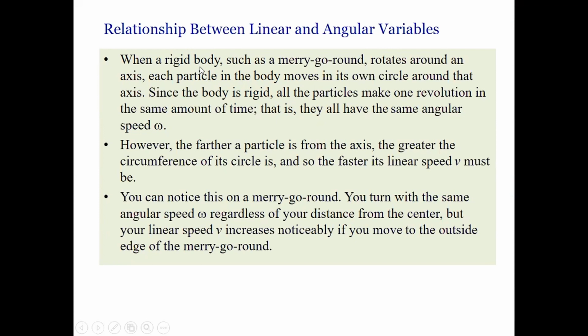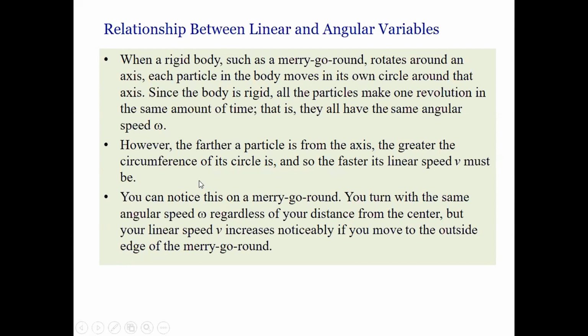Whenever there is a rotation, for example, a rigid body such as a merry-go-round rotates around an axis, each particle in the body moves in its own circle around the axis. Since the body is rigid, all the particles make one revolution in the same amount of time, that is, they have the same angular speed. However, particles farther away from the axis have a greater circumference of the circle, so their linear speed is faster.